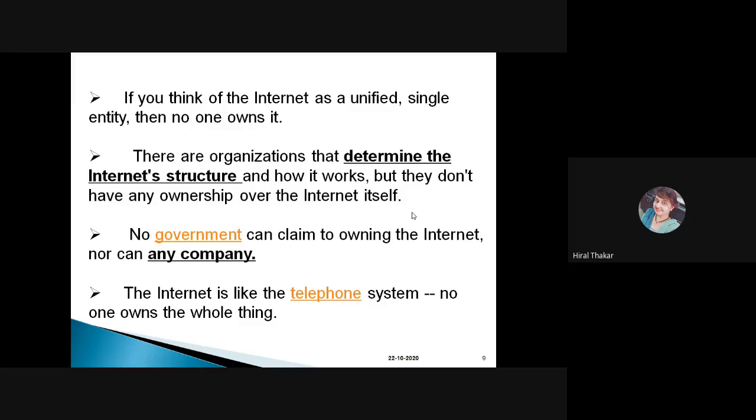It will set the protocols and everything, but they are not the owner of it. They don't have the ownership over the internet itself, right? It will just provide you the structure. No government can claim to own the internet, not any company as well. The internet is like a telephone system. We can use any telephone network we want, but we cannot say that my telephone network is the owner of the telephone system. No, it is not like that. Telephone is a network and the internet is similarly a network, but no one can own it.